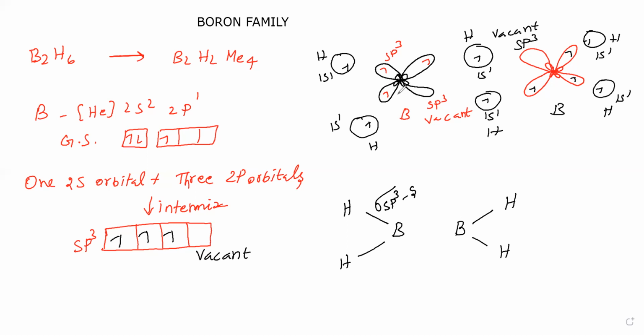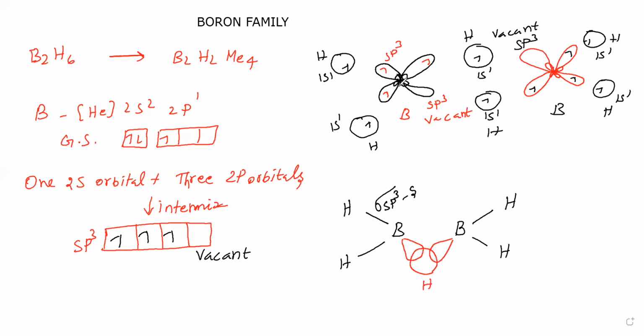Next, the boron vacant sp3 orbital, the hydrogen half-filled 1s orbital, and the boron half-filled sp3 orbital intermix to form the bridge bond. How that intermixing happens, we will see. The boron vacant sp3 orbital, this boron half-filled sp3 orbital, and the hydrogen 1s orbital: these three orbitals intermix with each other.